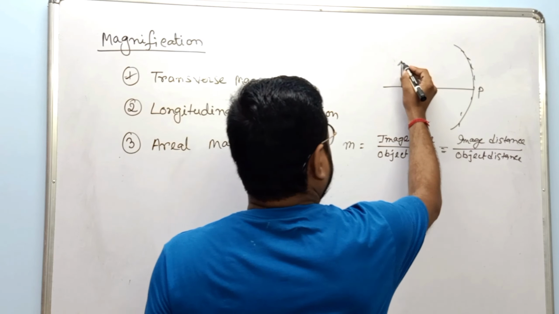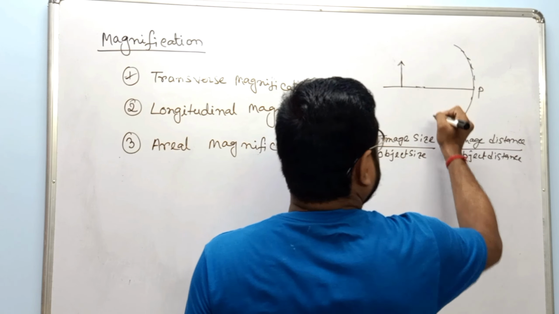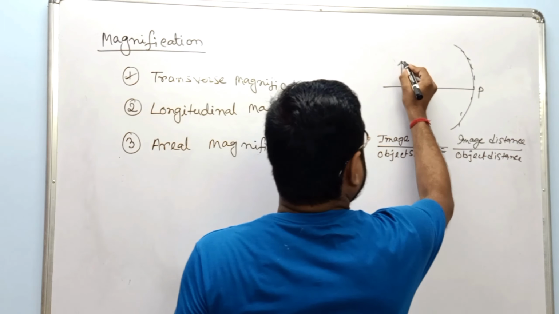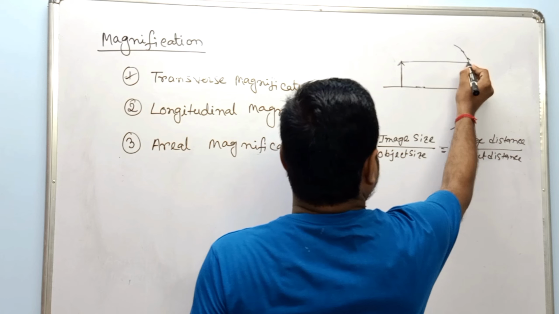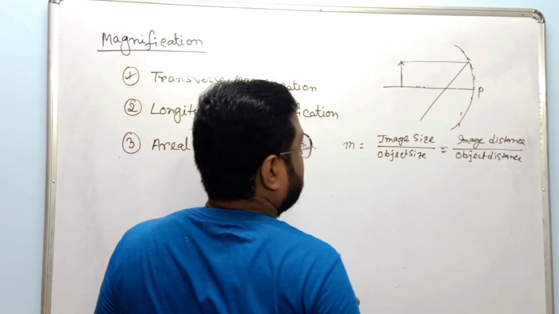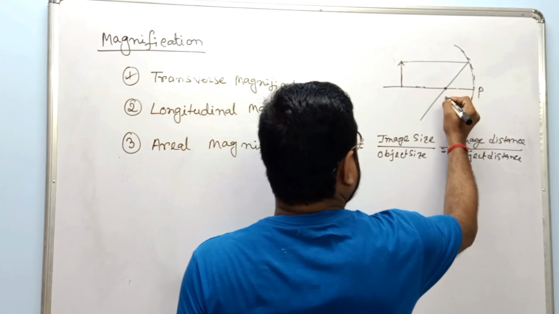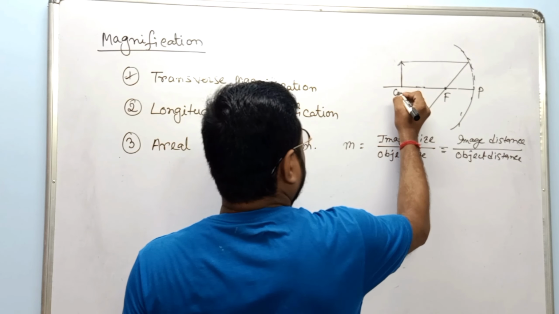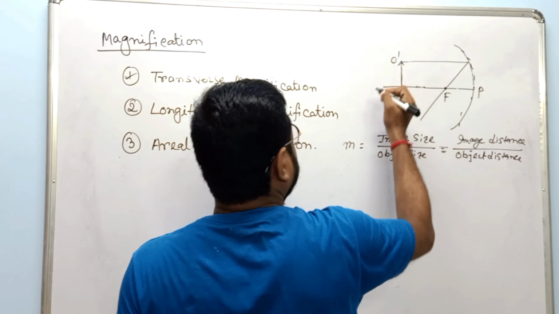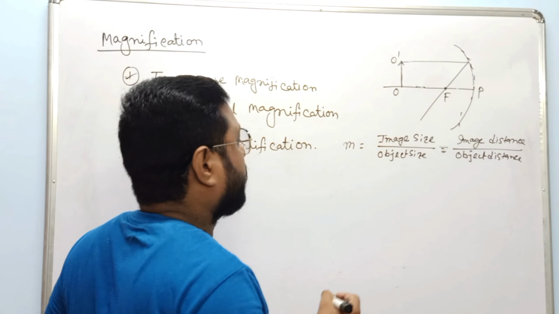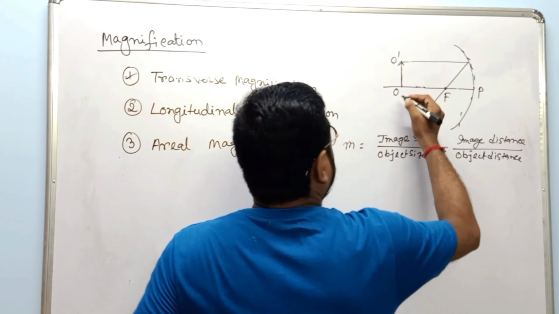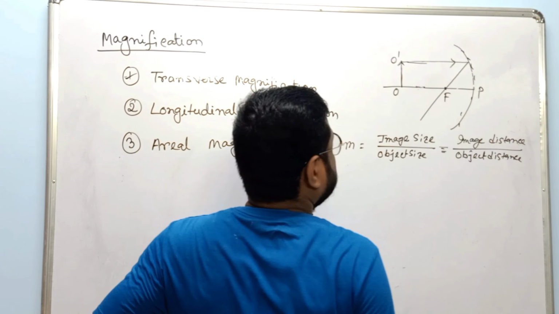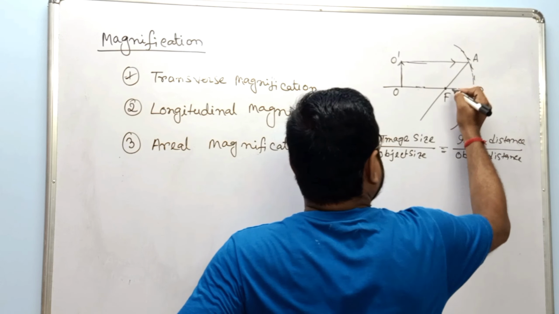So if a ray is passed parallel to the principal axis, it passes through the F. Suppose a ray from O dash, an object is placed in front of a concave mirror, and a ray from O dash is incident parallel to the principal axis at point A and passes through the F.